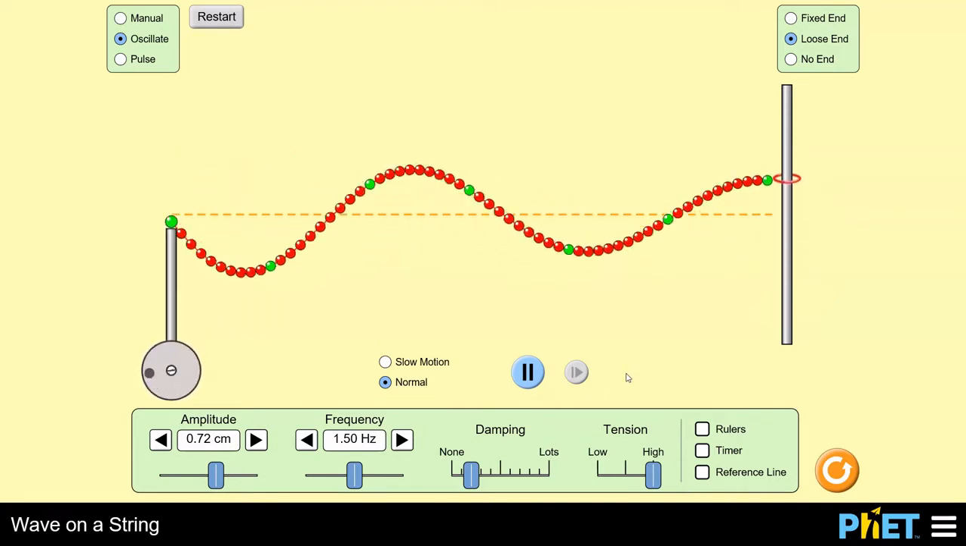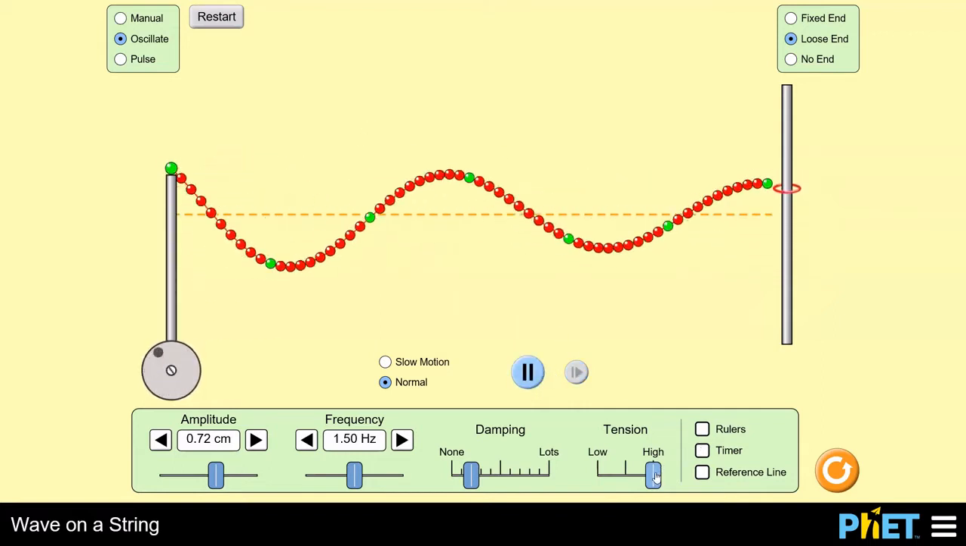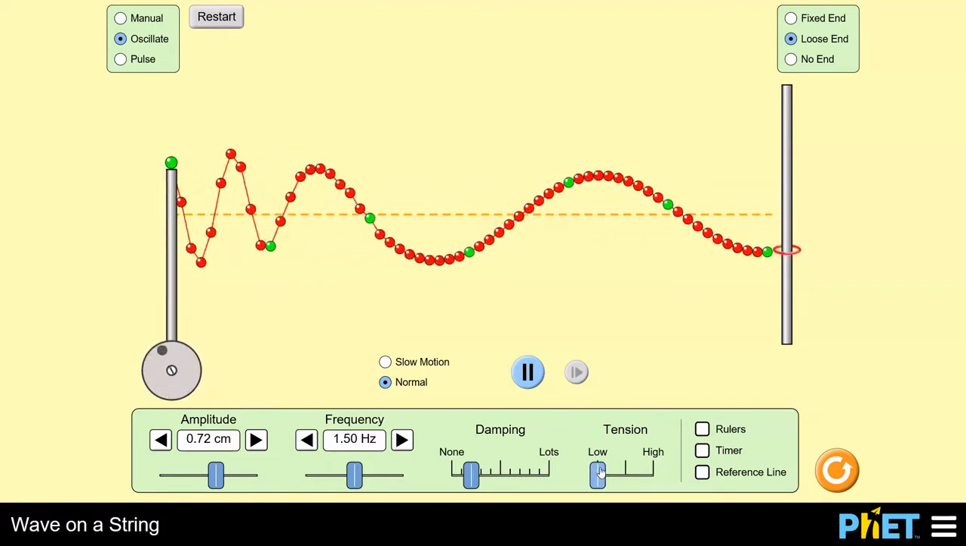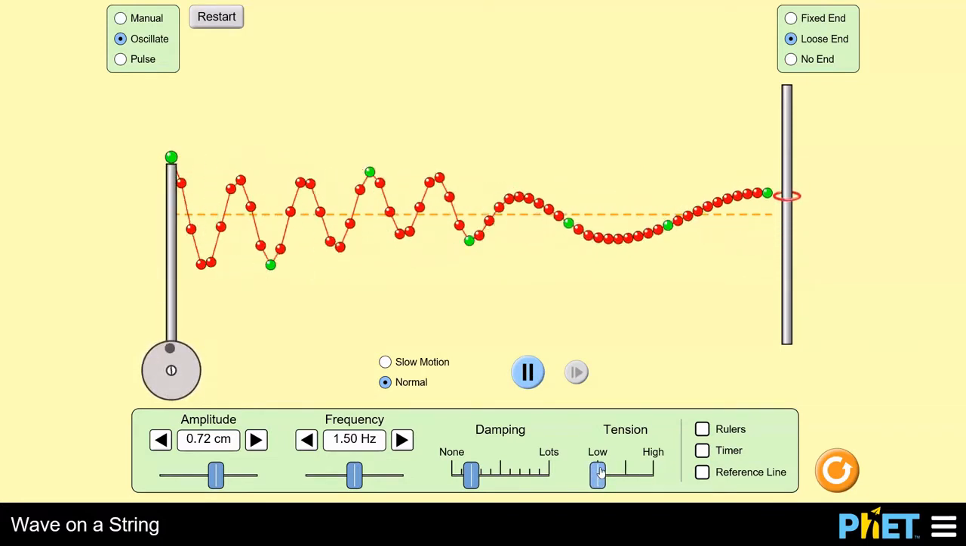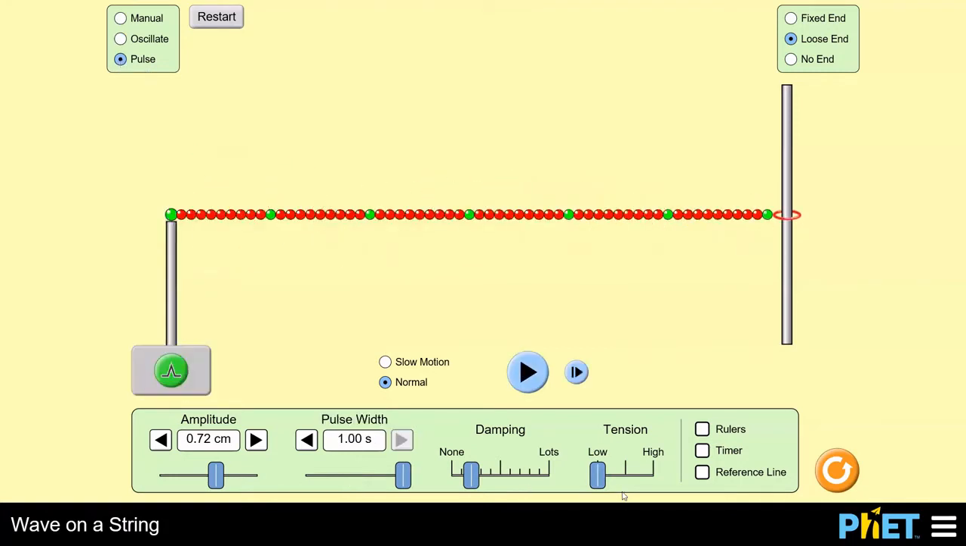Later, we're going to look at standing waves. But if I pause it, loosely speaking, the distance from this peak to the next peak is the wavelength. And you can see it's much longer than it was when I had the tension down low. So what's up with that?